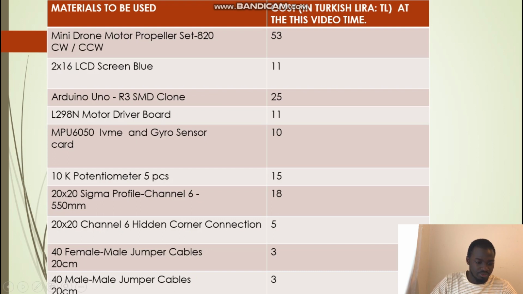And we need a Sigma profile 6 channel, or if you have any wood, you can use that as well. We need 6 channel connectors as well. We need female jumpers, female-male, and male jumpers. I'll put the links down below in the description.